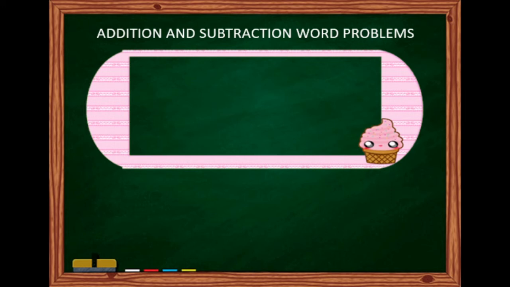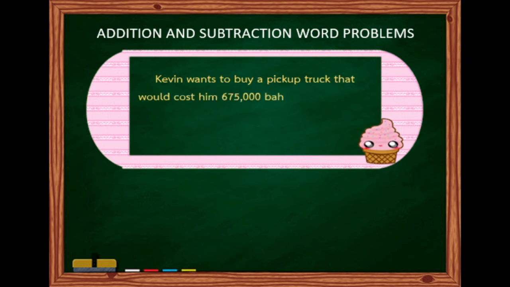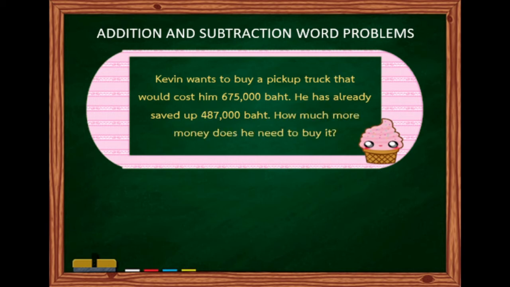Before going to multiplication and division properties, let's try to solve one word problem involving addition and subtraction. Let's have addition and subtraction word problems. Now, the teacher has a problem posted for you, and you need to answer it using addition or subtraction.